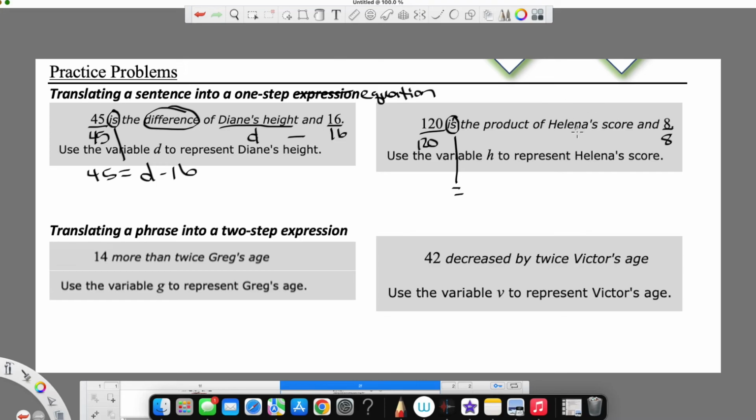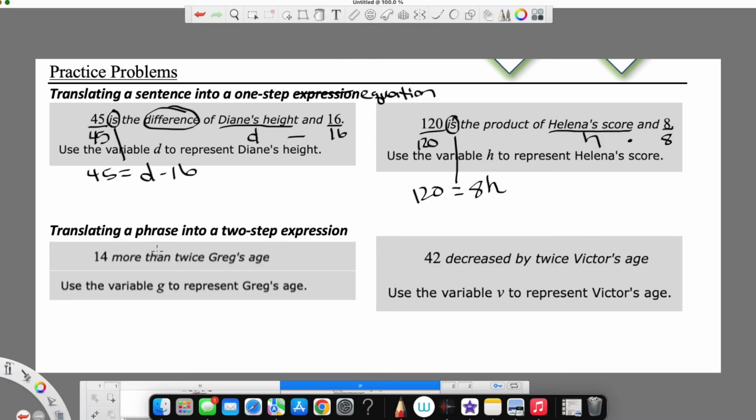So I have Helen's score and 8. And they're telling me to use H for Helen's score. And I'm going to multiply. And usually we use a little dot. We don't use that X anymore. But because it's H times 8, I'm not going to write H times 8 like that. What it's just going to ask me to do is smush them together. That also means multiplication. When I see a number and a variable next to each other, it means that number times the variable.